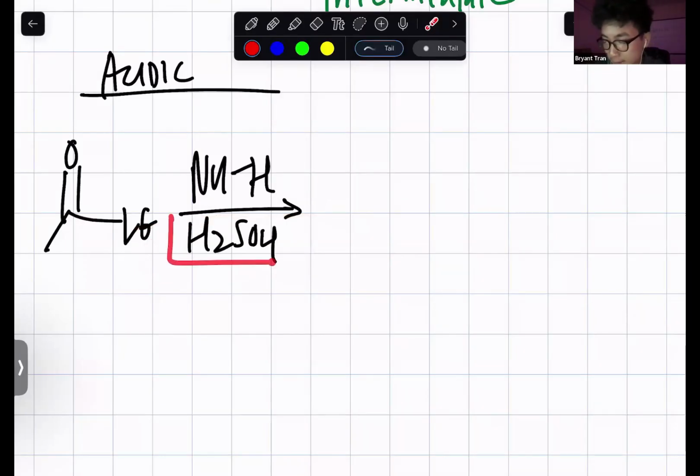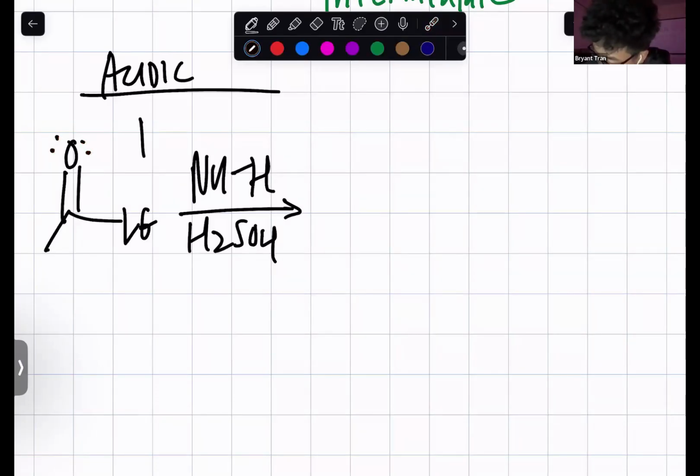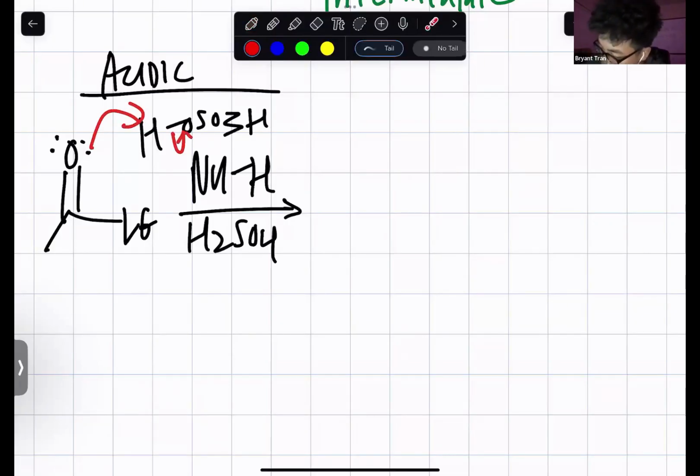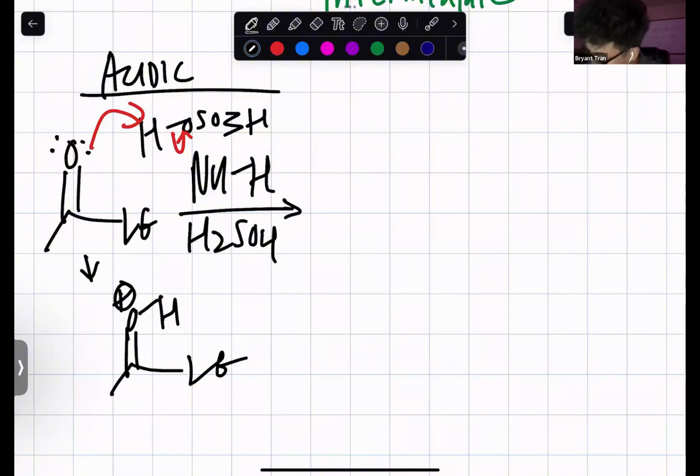That's why we call this the acid catalyst, because it catalyzes the reaction. Right. So it's going to look for the most basic atom, which is going to be this carbonyl oxygen right here. So the hydrogen of the H2SO4 is going to be grabbed by the carbonyl oxygen to give us this protonated carbonyl right here.